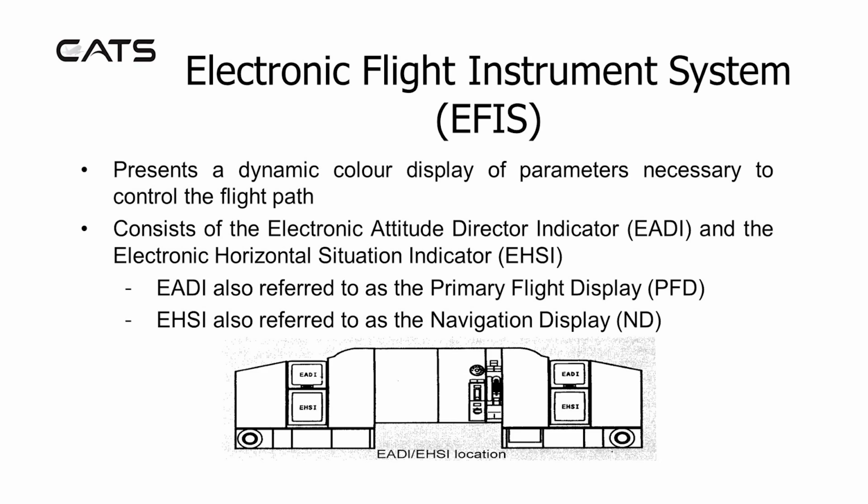EFIS, Electronic Flight Instrument System. This presents a dynamic colour display of parameters necessary to control the flight path. It consists of the Electronic Attitude Director Indicator, EADI, and the Electronic Horizontal Situation Indicator, EHSI. The EADI is also referred to as the Primary Flight Display, PFD. The EHSI is also referred to as the Navigation Display, ND.